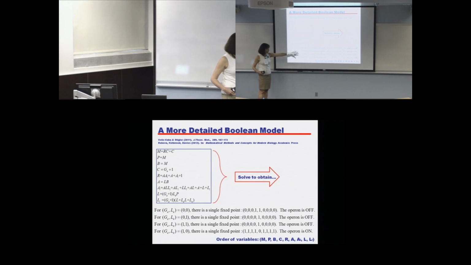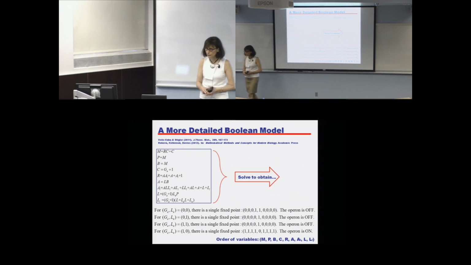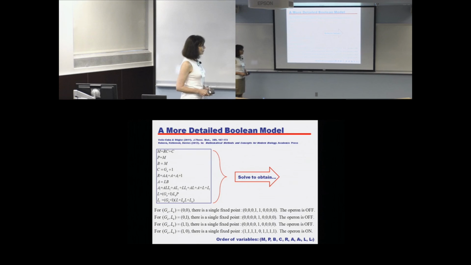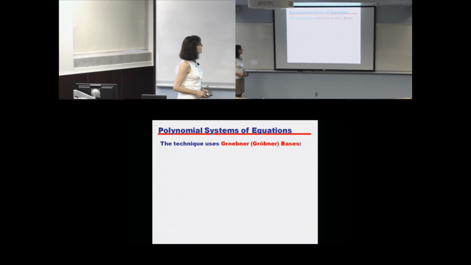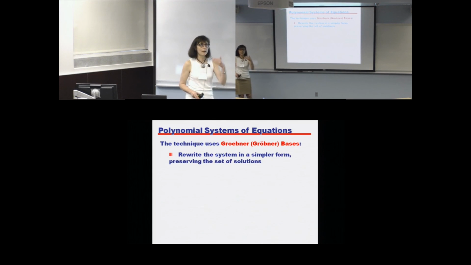And when you solve, you find 4 fixed points, and those 4 fixed points correspond exactly to the biology as we want the biology to be. But Gröbner bases basically provide a way to translate a system of polynomial equations into a simpler form, which corresponds to the diagonalized version of a linear system of equations that we are so familiar with from Gaussian elimination, and then use a back substitution to produce all solutions.